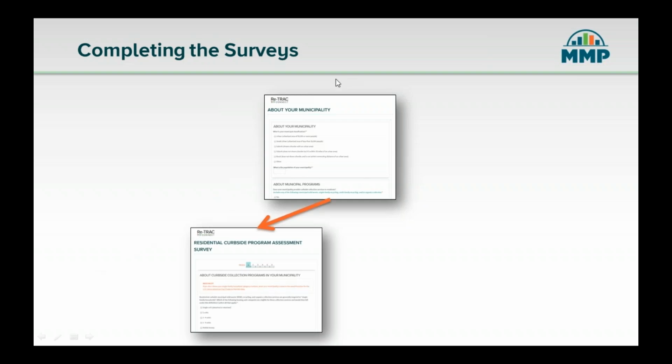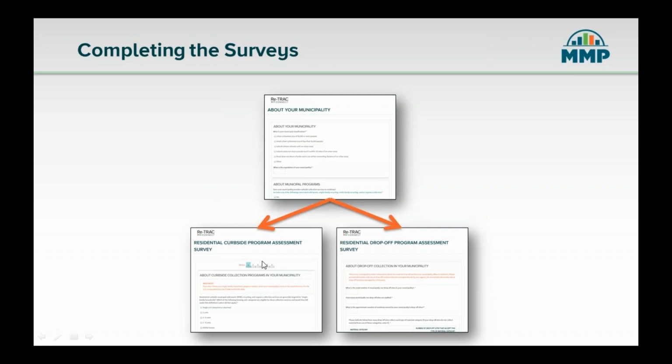As was mentioned, the survey that you fill out first is the About Your Municipality survey. Every municipality will fill out this particular survey. Depending on how you answer the questions within the survey, you will gain access to subsequent surveys, up to 2. So 1 for curbside program assessment and 1 for drop-off program assessment.